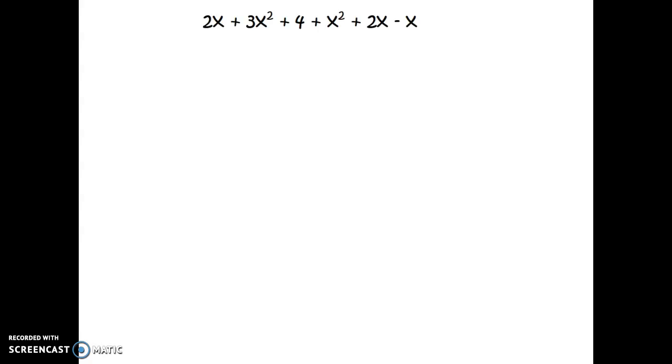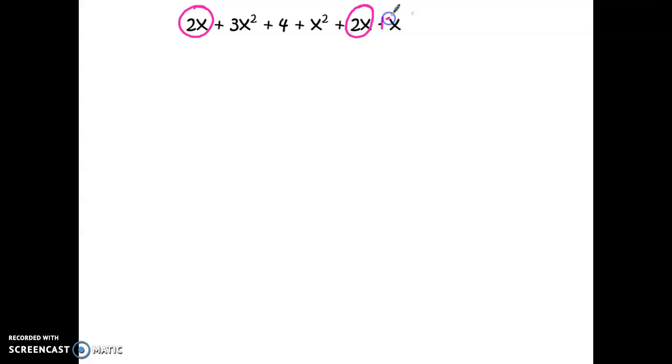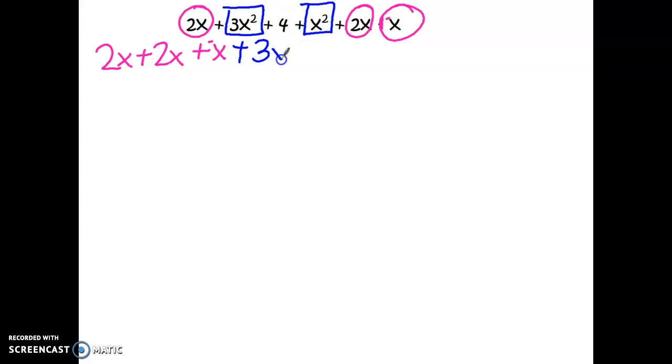So the first thing we do is identify my like terms. I'm going to start here. I've got 2x, another 2x, and I have another x. That one's a negative x, so I'm going to clear those up. Then I've got 3x squared and x squared. And then I have the 4 with other terms, so I'm finished matching them up.